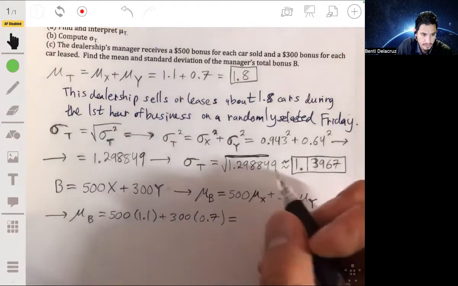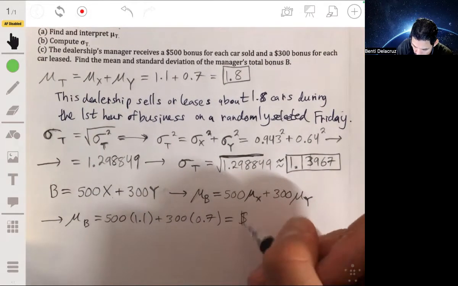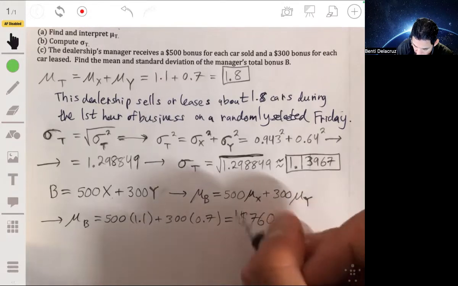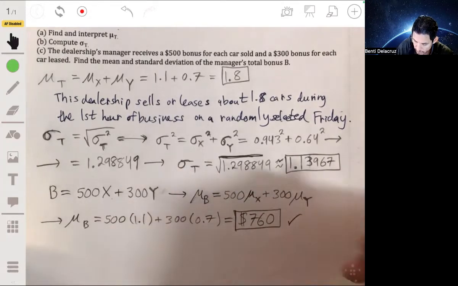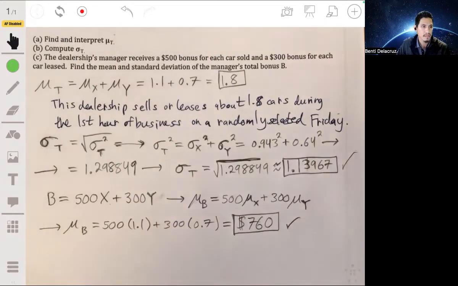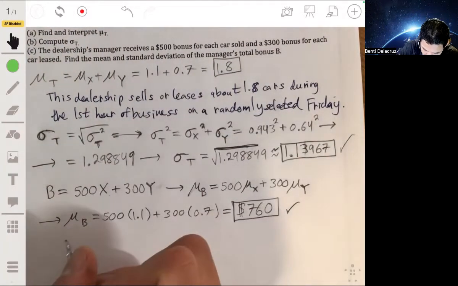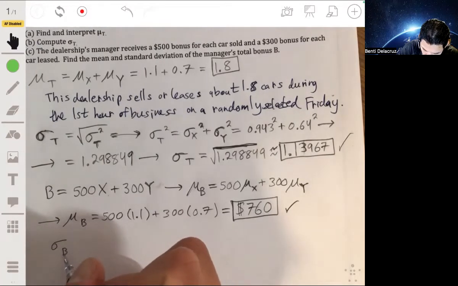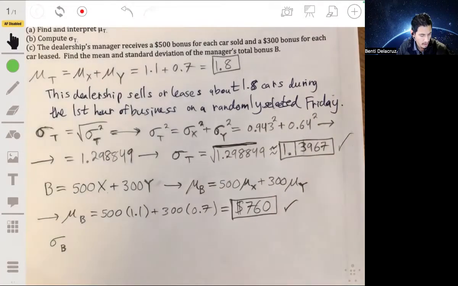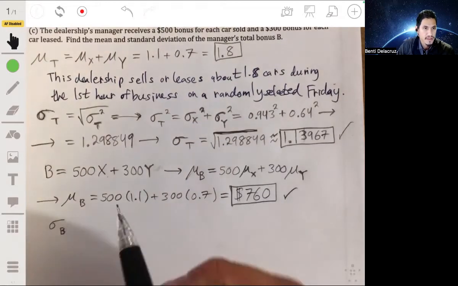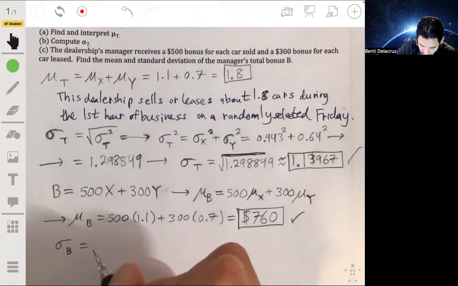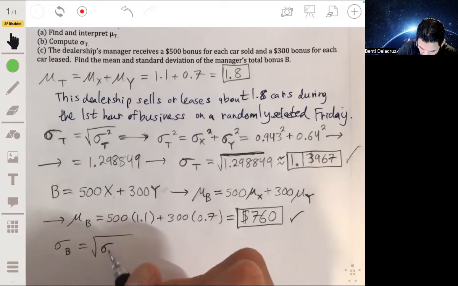So the mean bonus the manager gets is $760. All right, now let's find the standard deviation of the manager's bonus. We want to find sigma sub B. So again, let's first find the variance of B, because then we just take the square root of the variance of B to get the standard deviation.